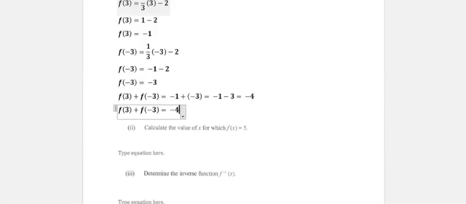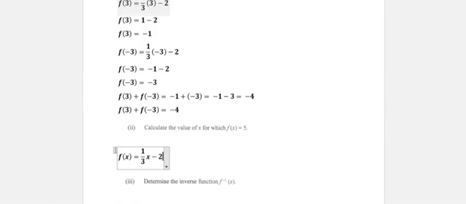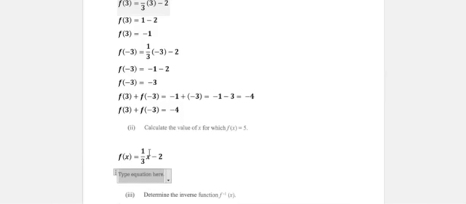Now, part 2 says, calculate the value of x for which f of x is equal to 5. So as we know in functions, f of x is the same as y. But from our function, we know that f of x is equal to 1/3 x minus 2. So what they're asking us to do here is to find the value of x. In part 1, they gave us our x values, and we found f of x, which is the same as y. But in this question, they gave us the f of x value, and we are now required to solve for x.